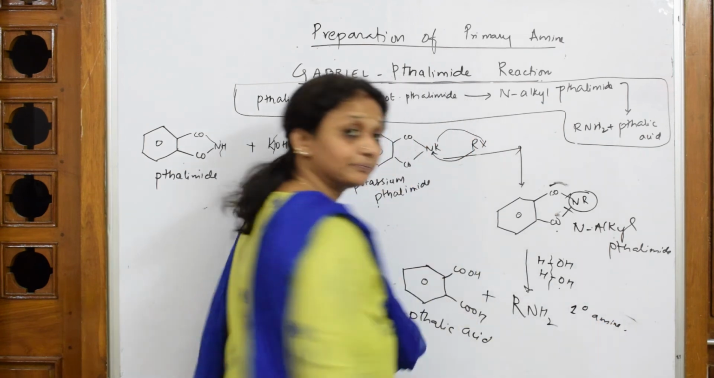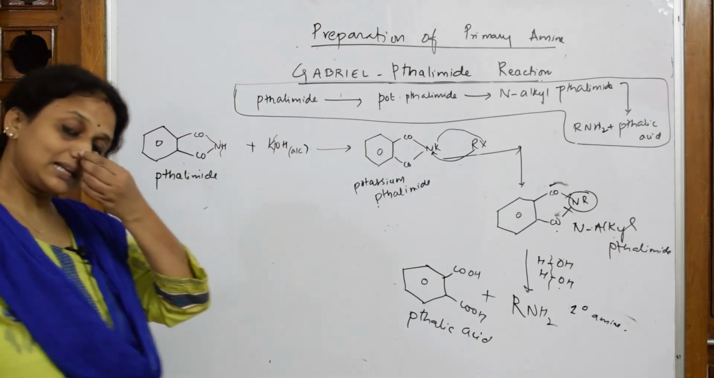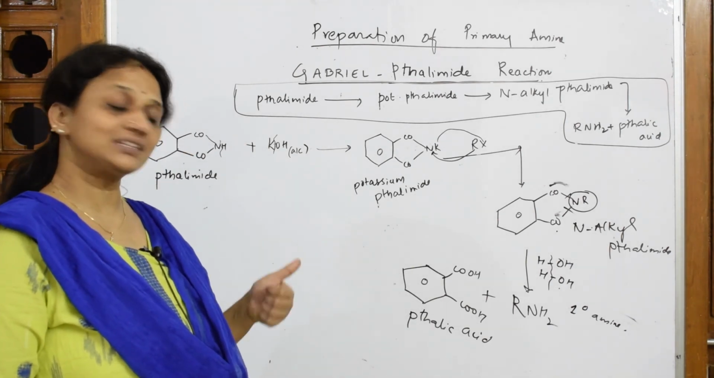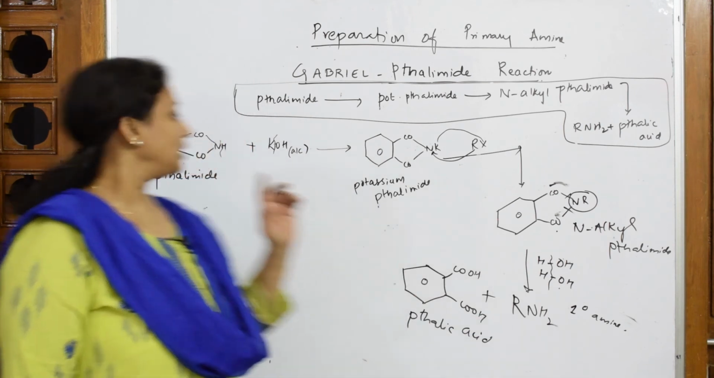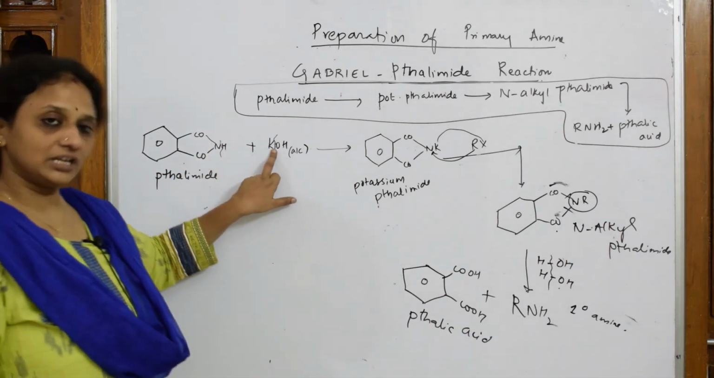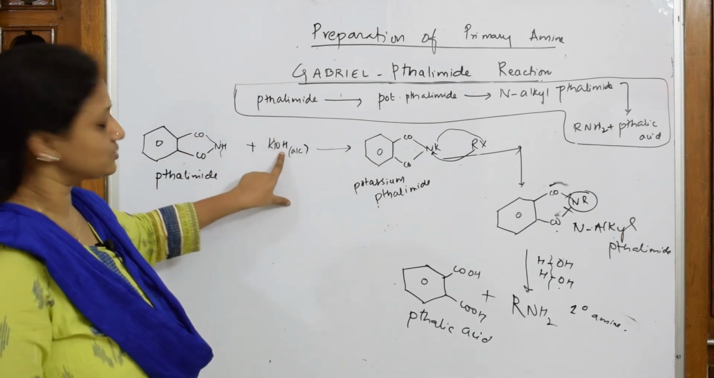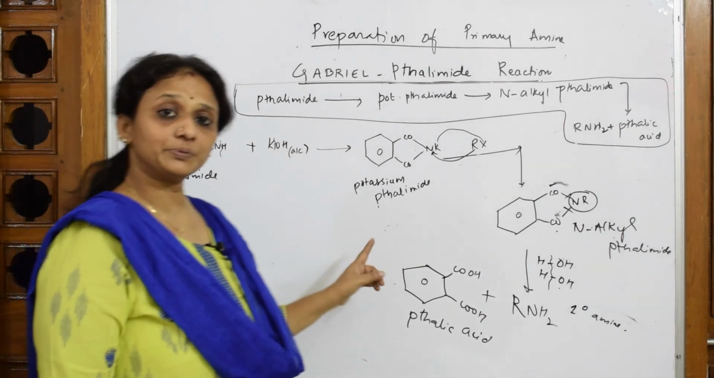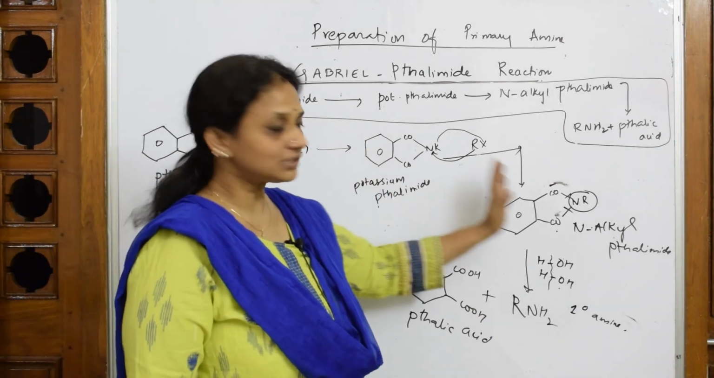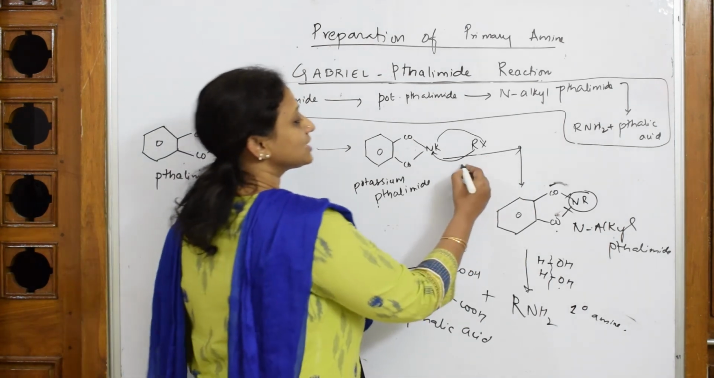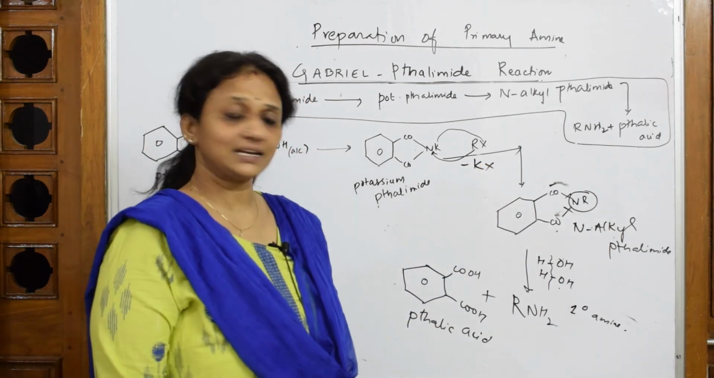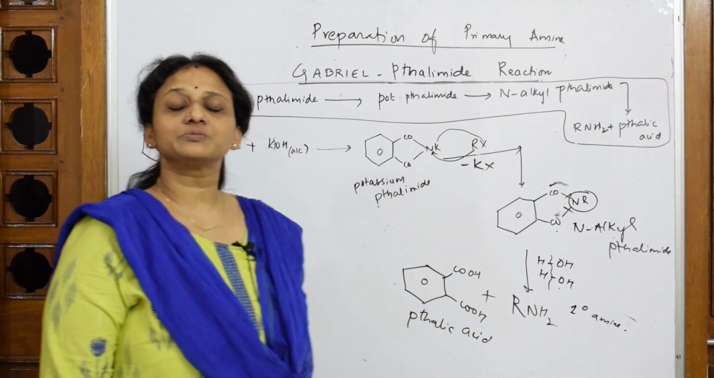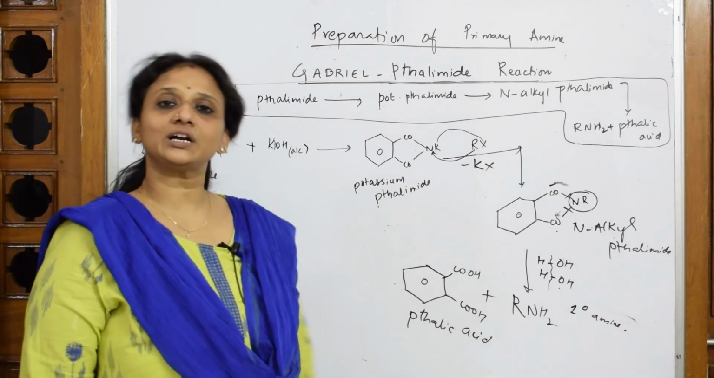So how should I write this name? Word statement. Gabriel phthalimide synthesis is a reaction which is used to synthesize primary amines. When phthalimide is treated with alcoholic KOH, which is going to supply OH minus ion, hence nucleophilic substitution reaction, it further forms potassium phthalimide, which further in the presence of an alkyl halide, so let us write KX here, you're going to get N-alkyl phthalimide, which on further hydrolysis forms phthalic acid and the required primary amine is prepared.